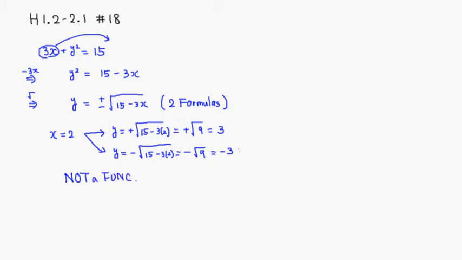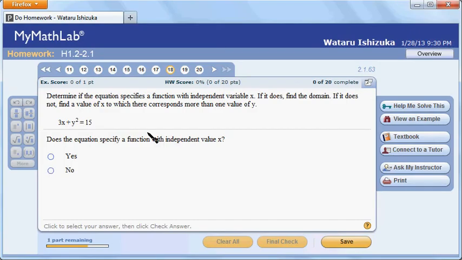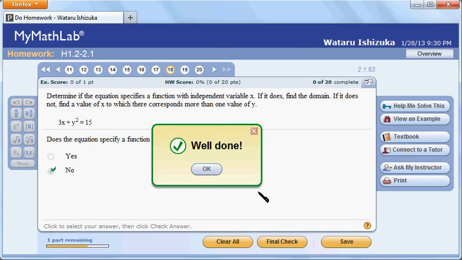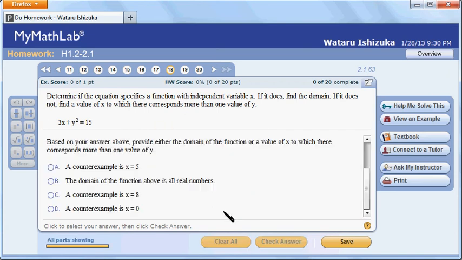So let's go back and see if we can get that. Does the equation specify a function with the independent variable x? So answer is no. Let's check the answer. Got that. Alright, so let's see, based on your answer above, provide either the domain of the function or value of x which there corresponds more than one value.